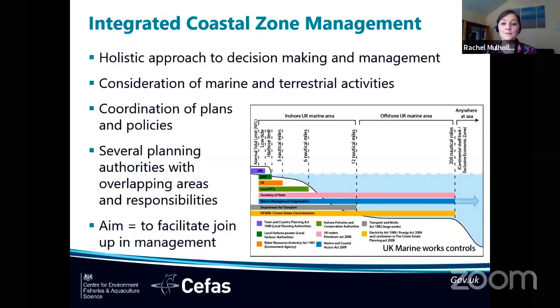So the key priority or overall aim then of integrated coastal zone management is to facilitate joined up management across all of these different authorities and regimes. So we can manage the coastal zone as effectively as we can, essentially pushing all of the different authorities to work together for better, more strategic management of the environment. So that was a quick introduction, a quick run through marine spatial planning and integrated coastal zone management.